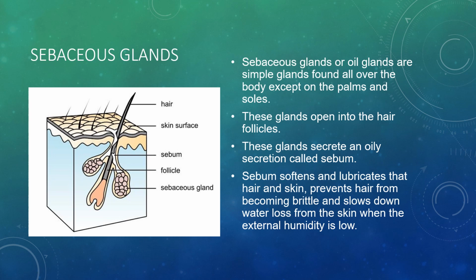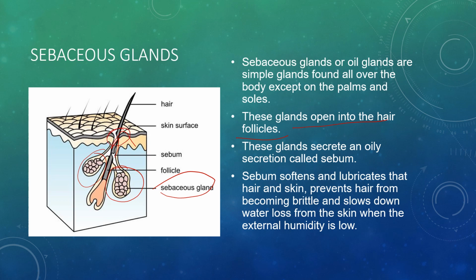Now the last derivative of the skin is the sebaceous glands. Sebaceous glands, as you can see in this diagram, are oil glands that are simple glands found all over the body except the palms and the soles. These are also opening into the skin surface. So these glands open into the hair follicles.